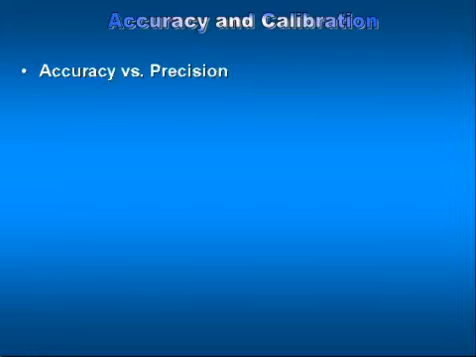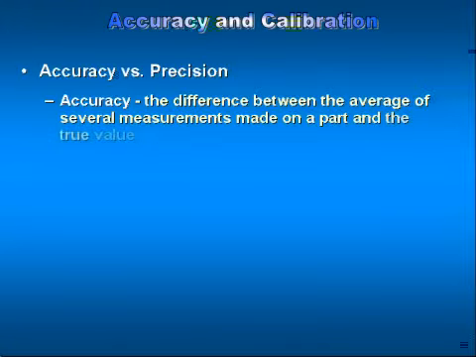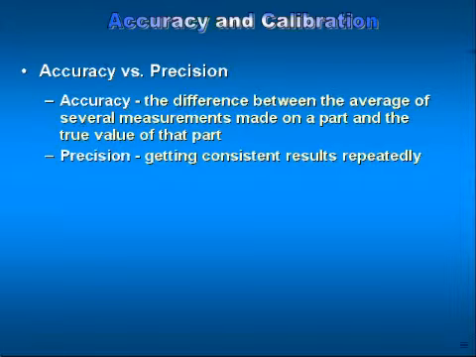Accuracy and calibration. To begin with, it's accuracy versus precision. Accuracy is the difference between the average of several measurements made on a part and the true value of that part, whereas precision means getting consistent results repeatedly.